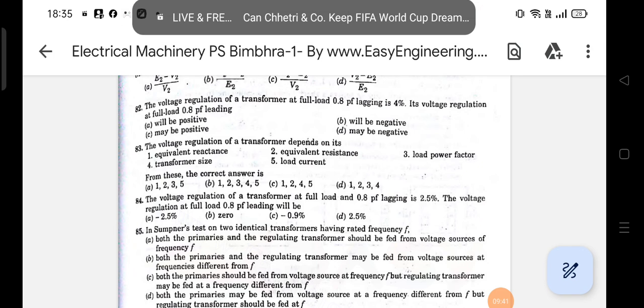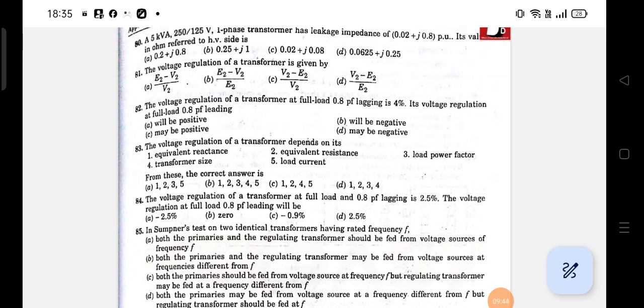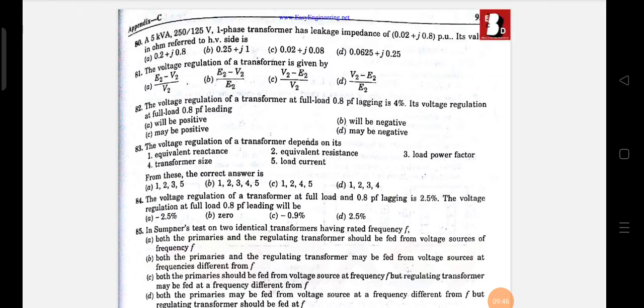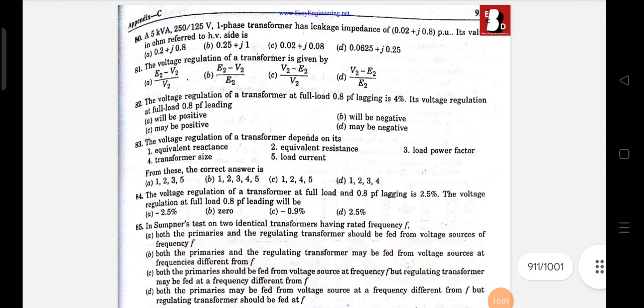81st question. Next, 82nd question. The voltage regulation of a transformer at full load 0.8 power factor lagging is 4%. Its voltage regulation at full load 0.8 leading power factor? After approximately 0.9, the voltage regulation will be negative only. That means from the given options, it may be negative, depending upon the load.